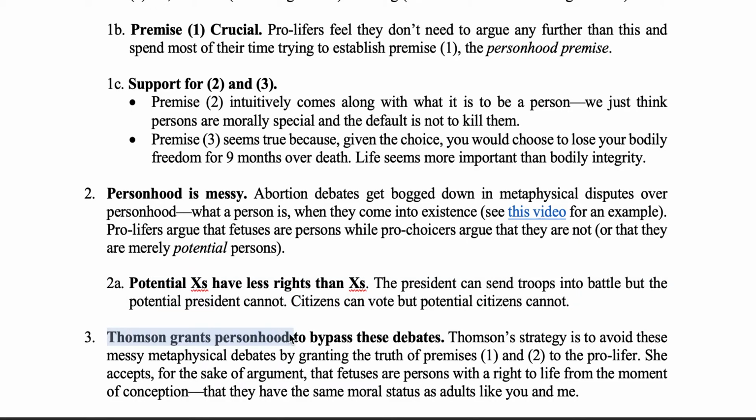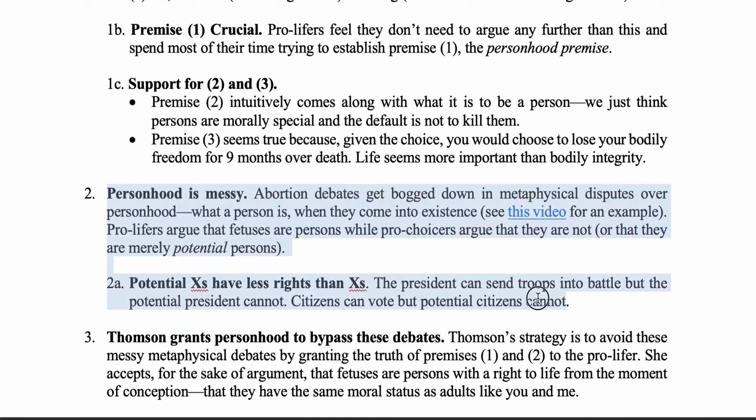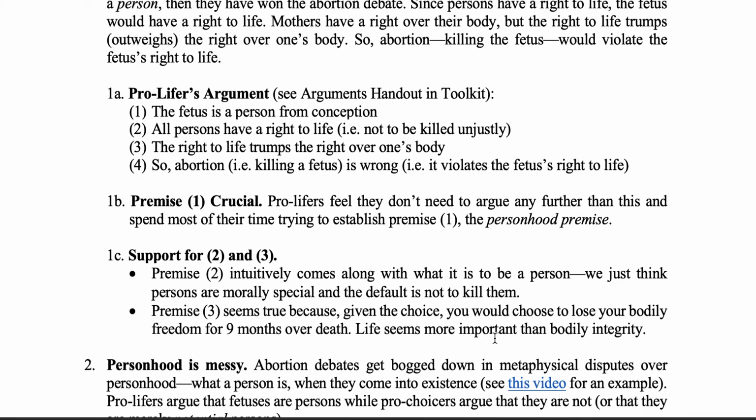She's like, I'll just grant you, pro-lifer, that the fetus is a person. I don't want to have these messy debates. Let's just avoid those and just say, look, 1 and 2: the fetus is a person. All persons have a right to life, not to be killed unjustly by default. She's like, I'll just give you those. I'll just assume that those are true. That's what Thomson says. Everyone's been fighting you here, maybe by saying there's a difference between persons and potential persons, or persons and early stage persons in terms of their rights. She's like, forget it. I'll just grant you these two. And then we'll focus here.